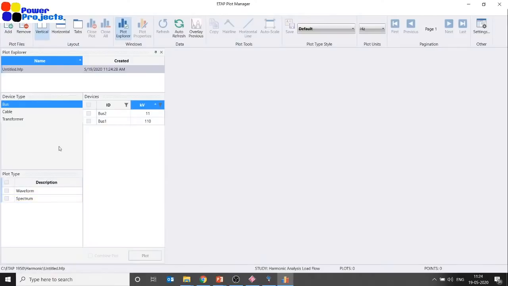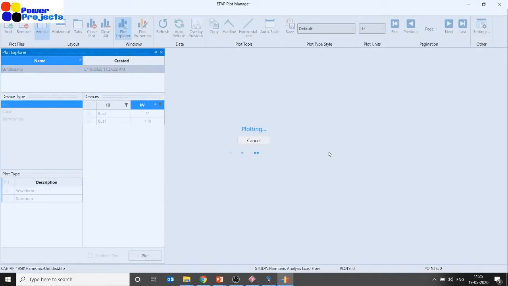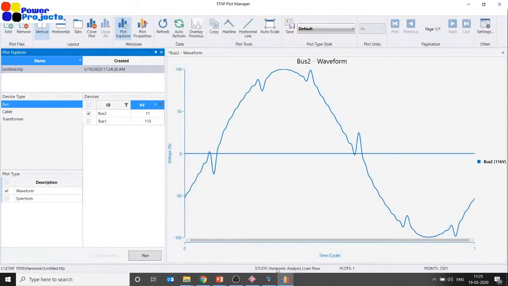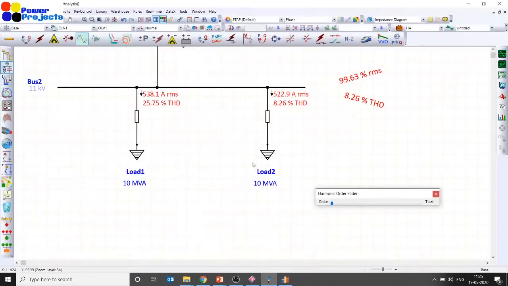So let's plot the bus 2 voltage. Bus 2 voltage is not sinusoidal, and hence the load which is connected to that bus 2, which is linear in nature, is also trying to draw the same wave shape. So that's the reason why with 8.26% voltage total harmonic distortion, the current drawn by the linear load is also 8.26% current harmonic distortion.